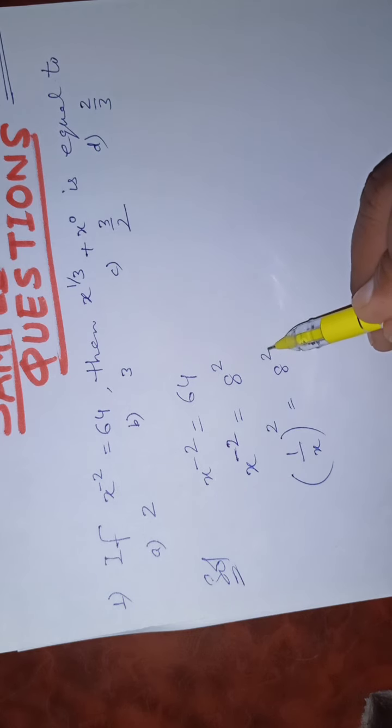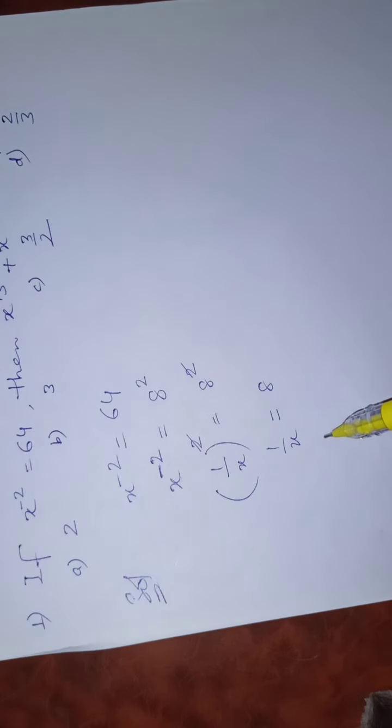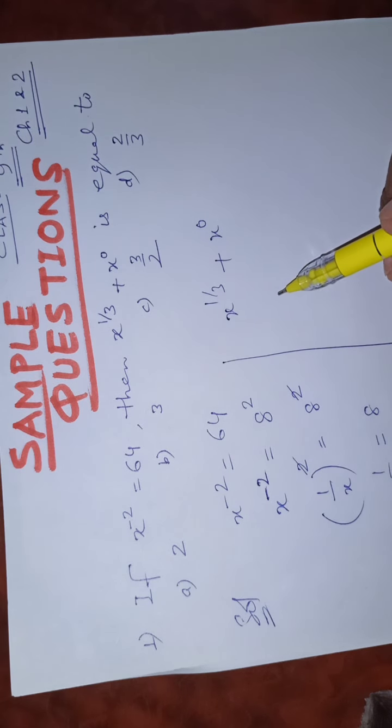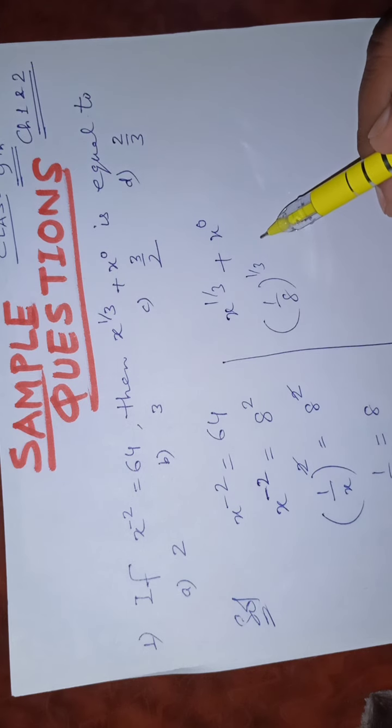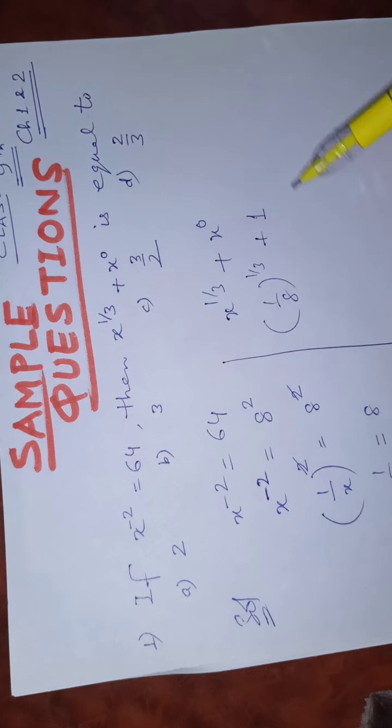So it is like this. Now you can cut. Fine. So what you will get? So it will be 1 upon x is equal to 8. So x is equal to 1 upon 8. So we have to find what? x raised to the power 1 upon 3 and x raised to the power 0. So it is 1 upon 8 raised to 1 upon 3 plus x raised to the power 0, 1.